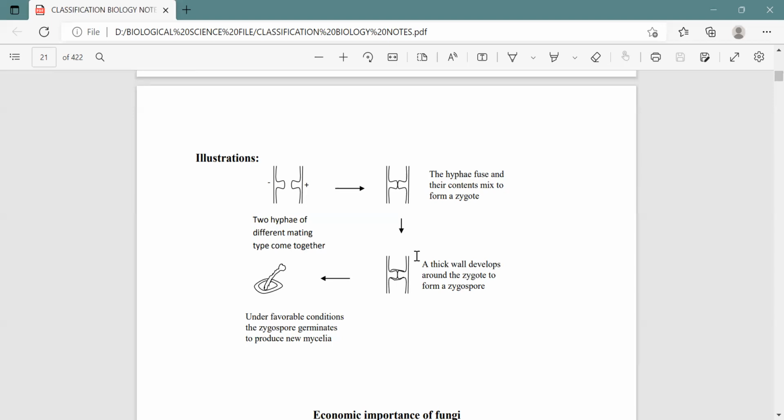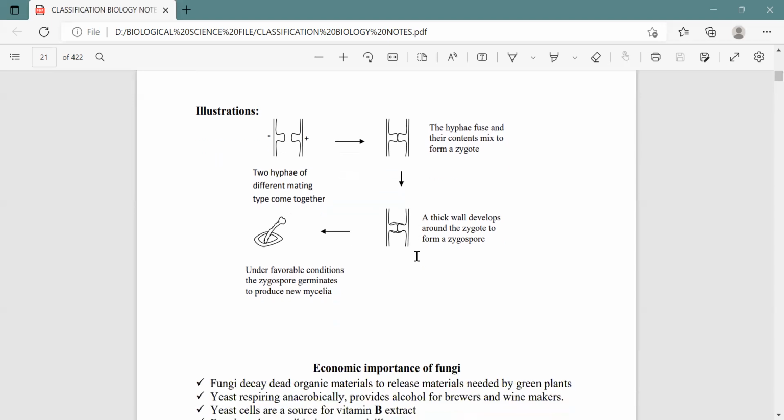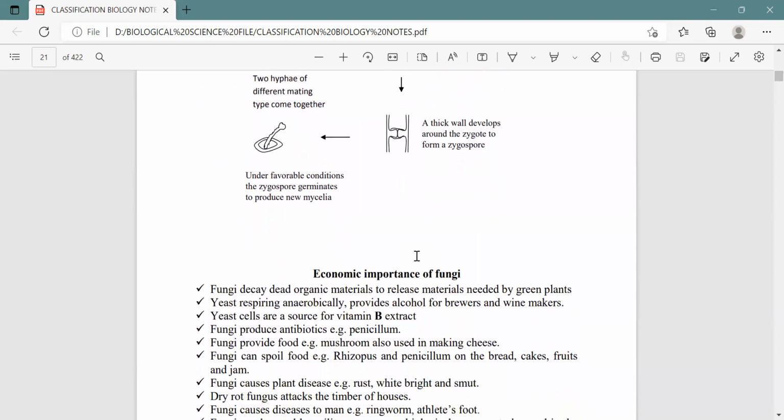And then when a thick wall develops around the zygote, the third stage is the formation from a zygote to zygospore. And the last stage is germinating to produce mycelia, and also the observable fruit.